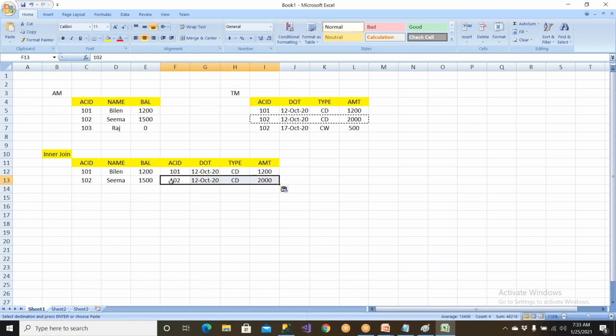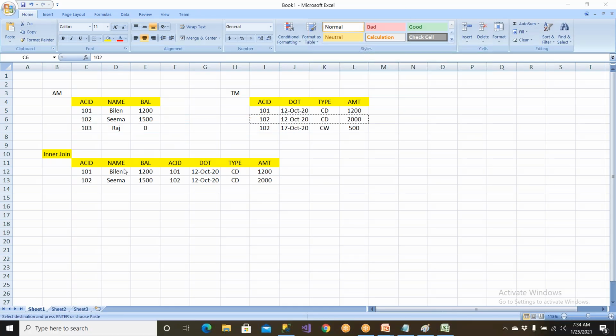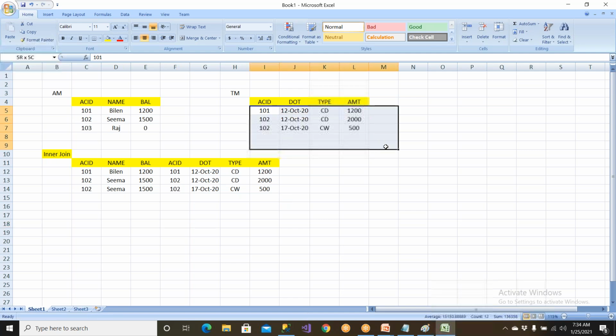So this will come. Again for 102, observe, this 102 is mapped with this 102 and this 102. So this record will get repeated. Clear? So that's very, very important. Now this record will get repeated. This is what is called inner join. We are going to get the number of rows available in the foreign key. Foreign key is having 3, then you will get 3 records.